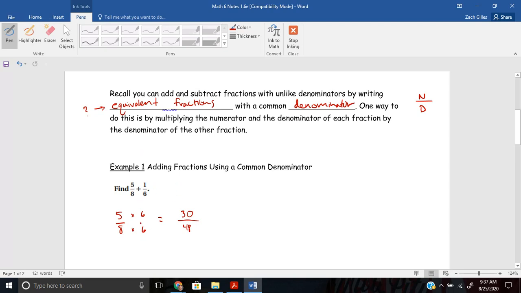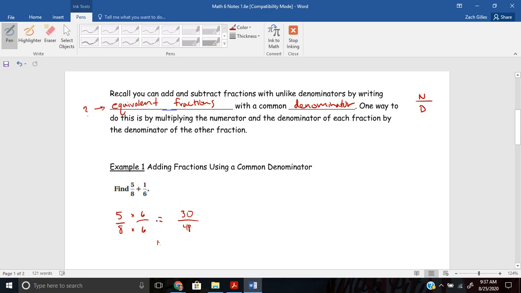Well, think about it this way. What is 6 over 6? What is 6 divided by 6? Well, anything divided by itself is 1. So if we take 5/8 and we're multiplying it by 1, essentially we're getting the same value, right? So that's why when we multiply a fraction by the same number on top and bottom, it's like multiplying it by 1. It's still the same value. It's equivalent. Even though the numbers look different, it has the same value as 5/8.